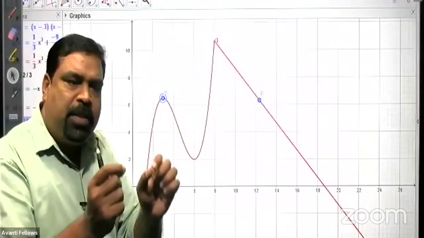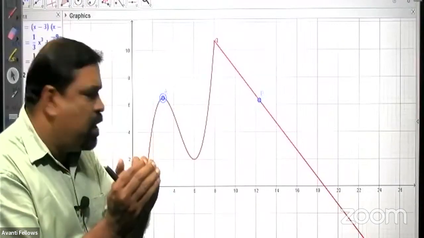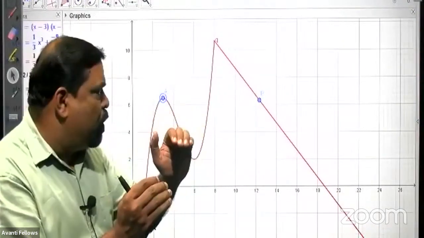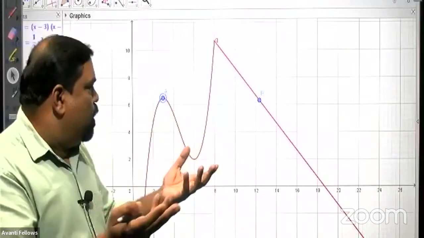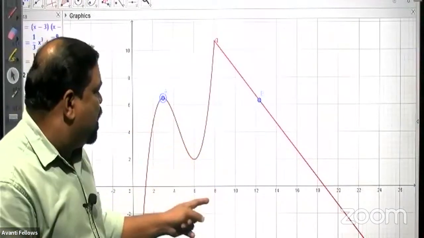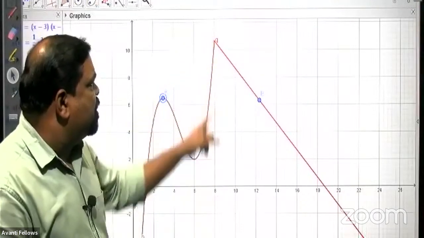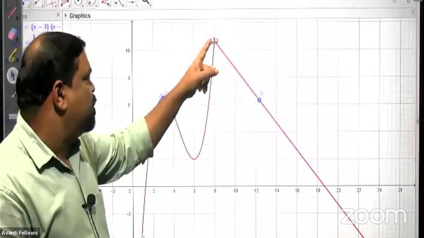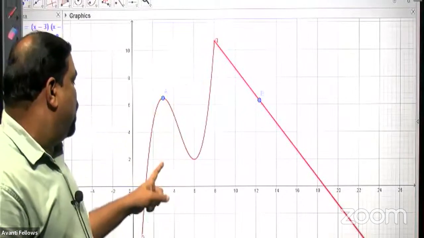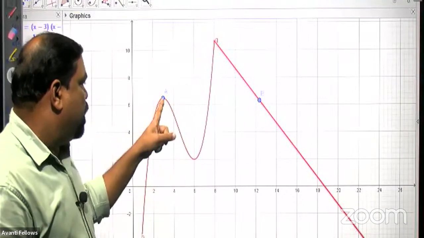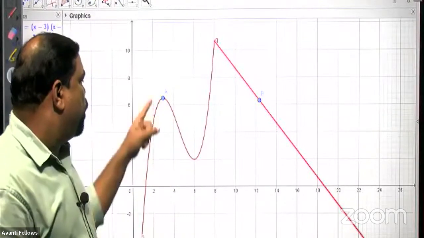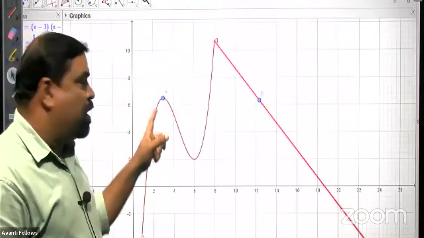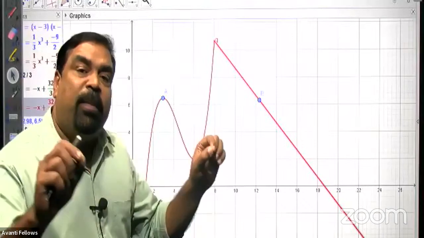Just nearby 2 the function attains a maximum, but it is not the maximum of the function actually. The function attains a maximum again at the point 8 also, and that is more than the value at the point 3. So at the point 3, the point A, the function attains a local maximum.